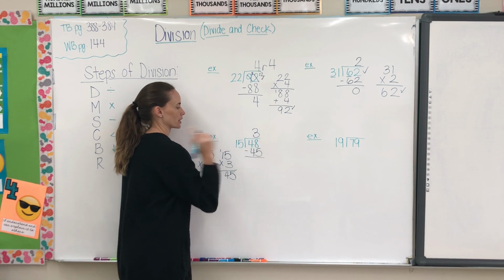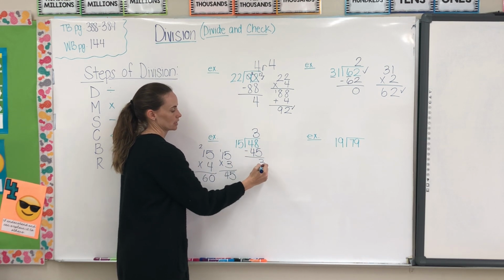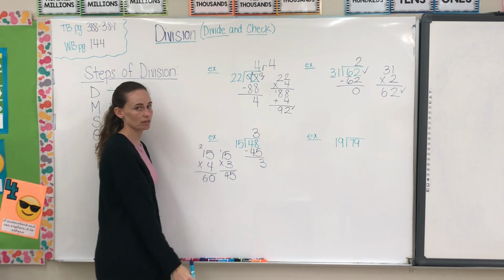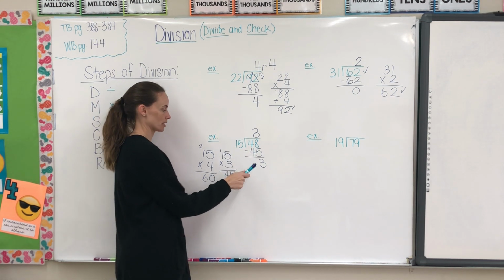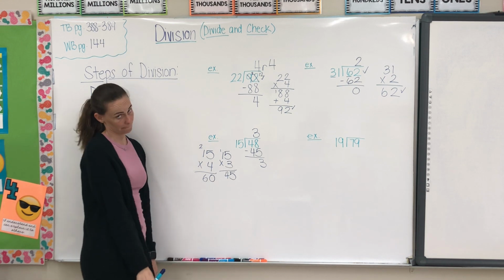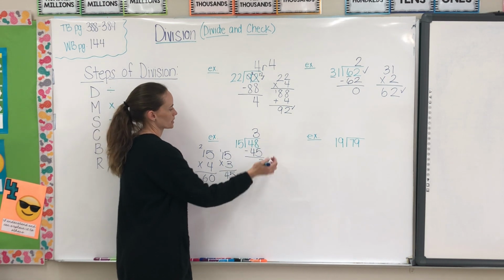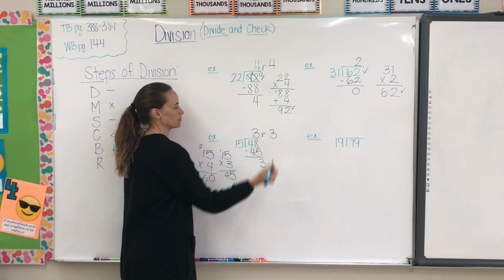Now we subtract our next step. 8 minus 5 is 3, 4 minus 4 is nothing. We compare, we check, is 3 less than 15? Yes. We have nothing to bring down, so this becomes our remainder.